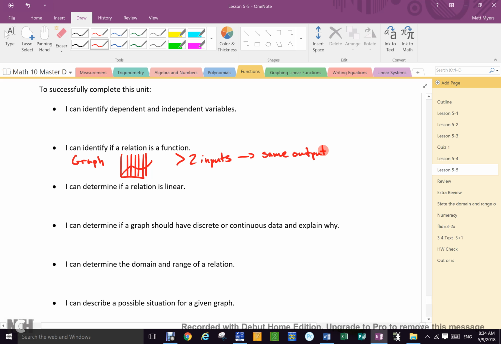Are all functions relations? Yes. Are all relations functions? No. I can determine if a relation is linear. Again, on a graph, super easy. How do you know on a graph? If it makes a straight line, it's linear. Easy. What if you're not on a graph?